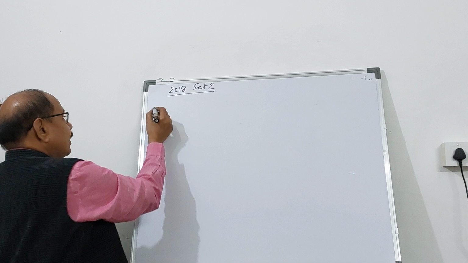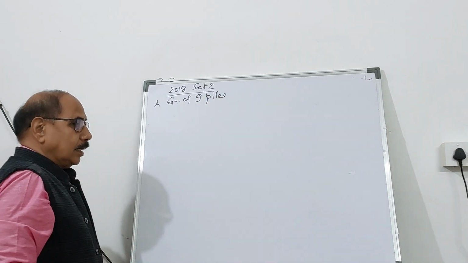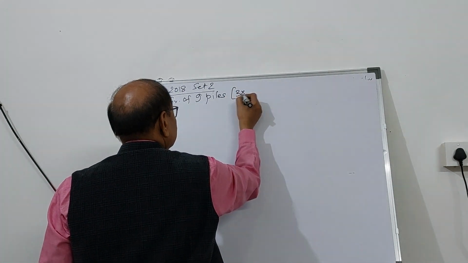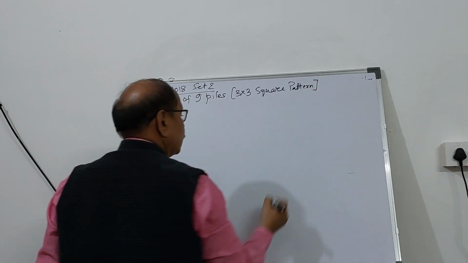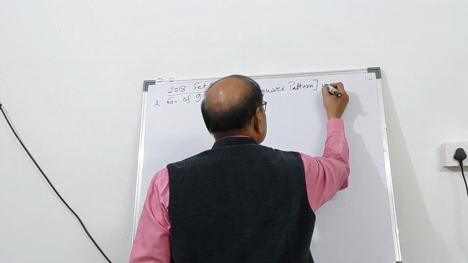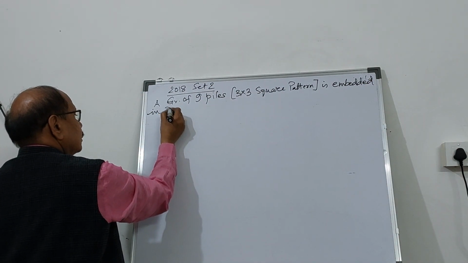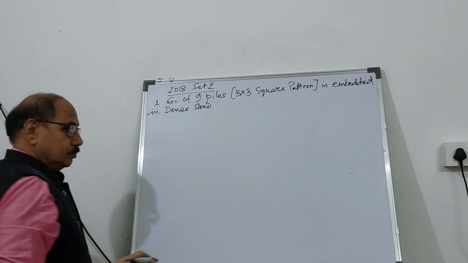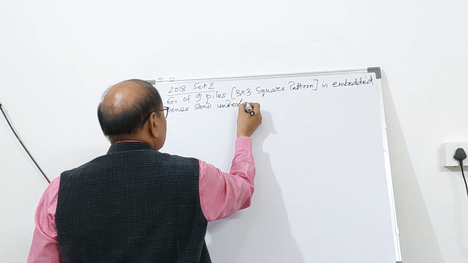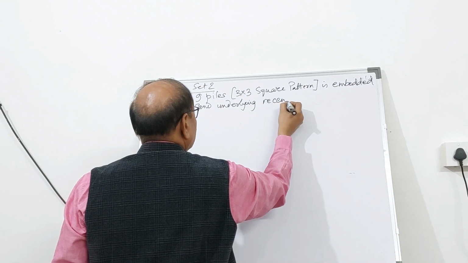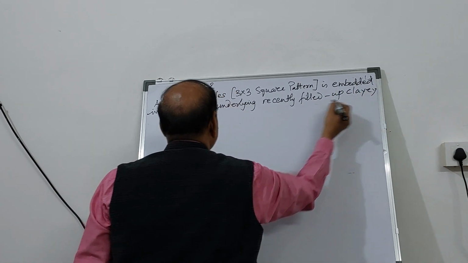And the problem is like this: a group of 9 piles arranged in a square pattern, 3 by 3 square pattern, is embedded in dense sand underlying recently filled up clay soil.